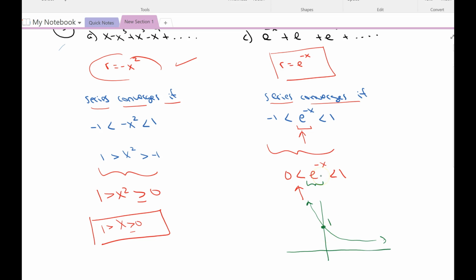If I think about this exponential decay function, for what values of x will e to the negative x be less than 1? Well, it looks like as long as x is greater than 0, e to the negative x will be less than 1. So at the end of the day, your final answer is for values of x bigger than 0, the infinite geometric series will converge. So I wrote here, for values of x bigger than 0, those values allow for convergence.